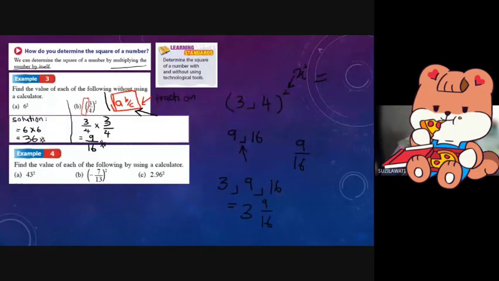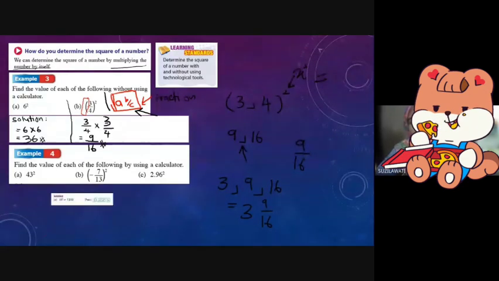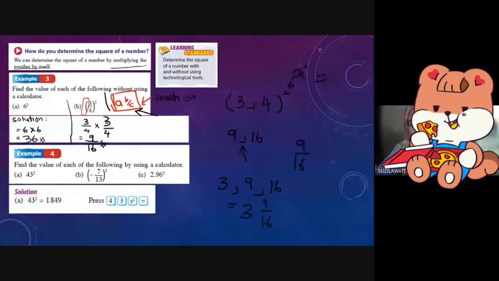Let's look at example 4. Okay, yang lain tu mute dulu. Mute mic, nanti ada gema. Okay, example 4. Now this example 4, the question wants you to use a calculator. Find the value of each of the following by using a calculator. A, 43 squared. So, the solution is this one.